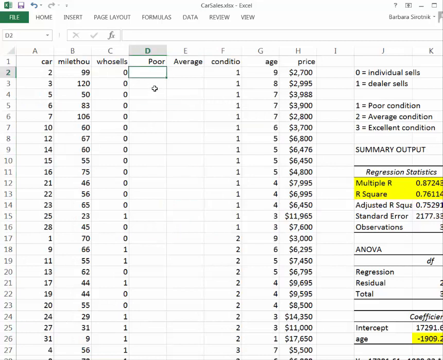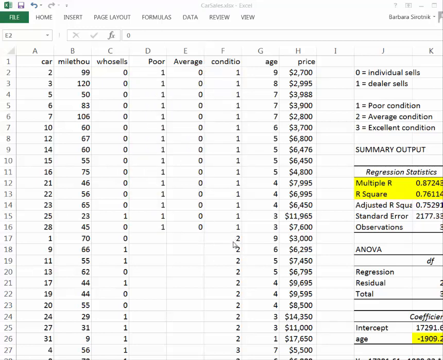So this first case, car number 2, I said that that was a condition 1, which is poor. I'm going to put in a 1 for poor, meaning it is a poor condition car, and a 0 for average, meaning it's not average. I will then go ahead and highlight that. Oh yes, the computer is giving me trouble. Highlight that and pull this down.